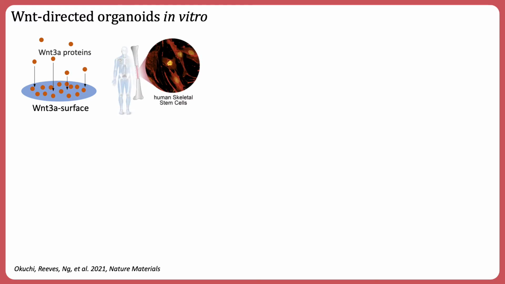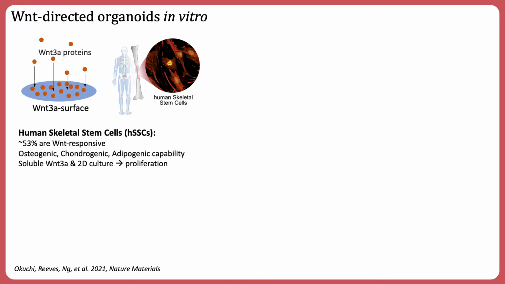Human skeletal stem cells can be isolated from adult bone marrow and are able to differentiate into bone, cartilage, and adipose tissue. 53% of these cells are Wnt responsive, and when supplied soluble Wnt3A, they proliferate in a 2D in vitro culture. Human skeletal stem cells that express high levels of stem cell markers and low osteogenic markers are seeded onto this Wnt3A surface and overlaid with an osteogenic collagen gel.